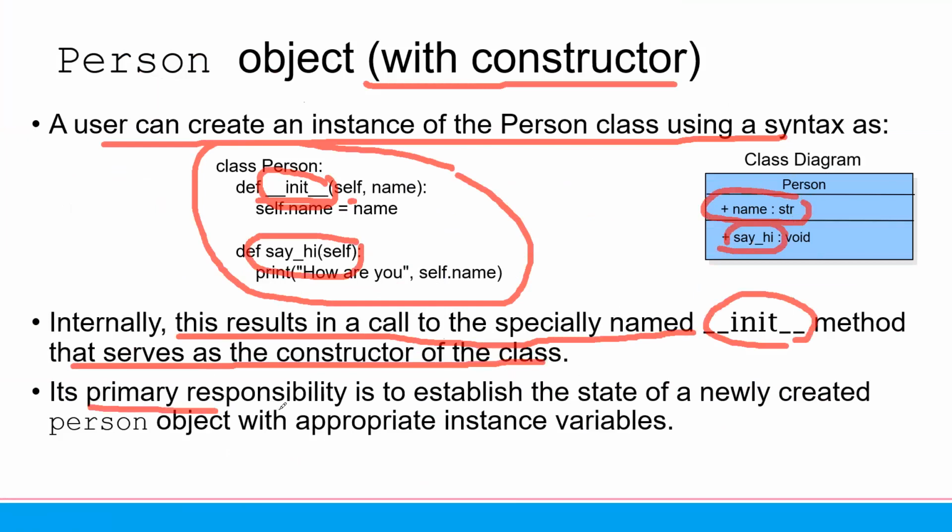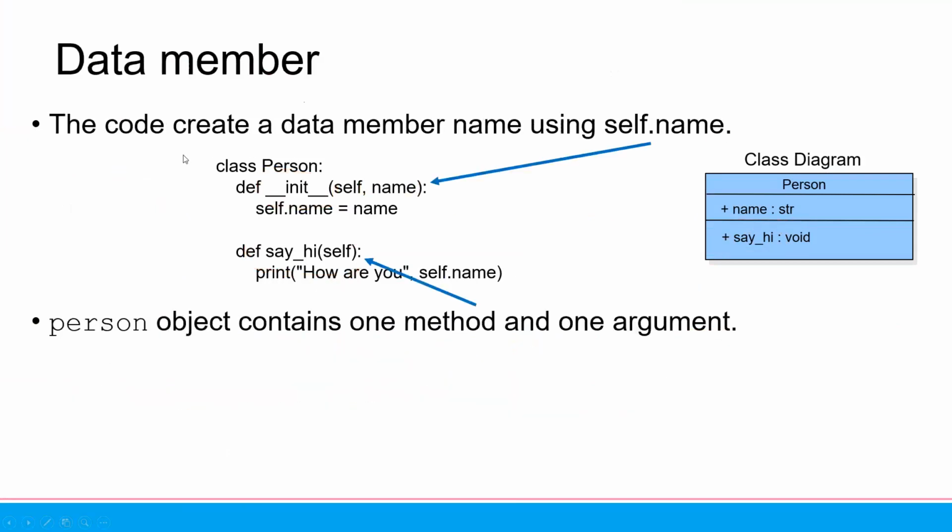So the init, the primary responsibility is to establish the state of a newly created person object with appropriate instance variables. So if you have only one, you can define one. If you have two, you will define two. If you have three and so on, you can define many variables. Whenever you do this kind of data member, what does it mean by data member? The data member means the data that you want to design in your object. In this case, the person has a name, we can have age. So you can define it in this init, and you can designate it with self dot some kind of variables.